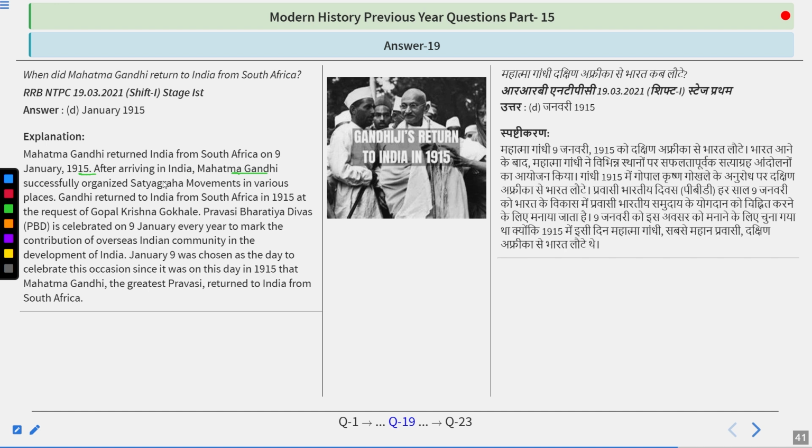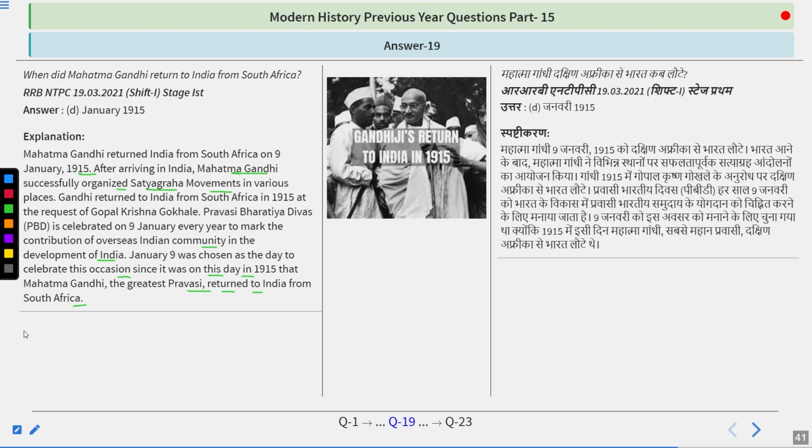After arriving in India, Mahatma Gandhi successfully organized Satyagraha movements in various places. Gandhi returned to India from South Africa in 1915 at the request of Gopal Krishna Gokhale. Pravasi Bharatiya Divas is celebrated on 9 January every year to mark the contribution of the overseas Indian community in the development of India. 9 January was chosen because it was on this day in 1915 that Mahatma Gandhi, the greatest Pravasi, returned to India from South Africa.